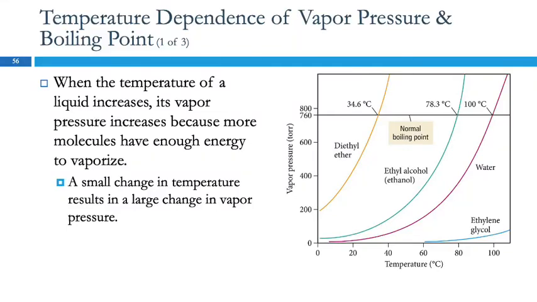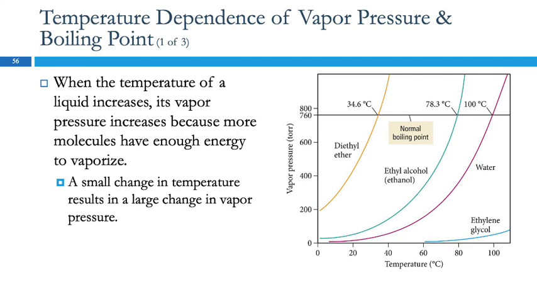Picking up where we left off. This is a graph that shows the vapor pressure of several liquids as a function of temperature. So we talked about how the vapor pressure is the partial pressure of that liquid in the gas form above the liquid in a closed container. And we get a dynamic equilibrium that is established.